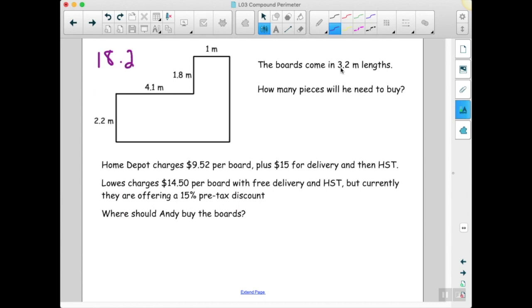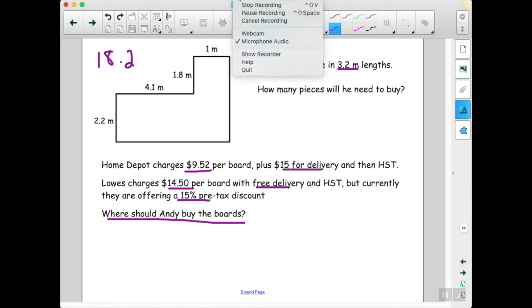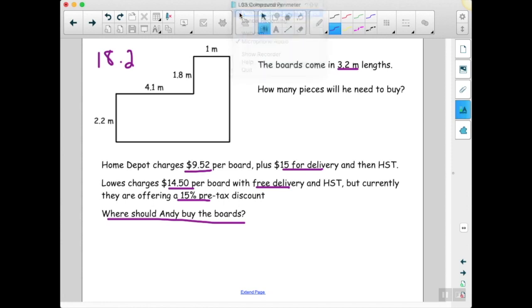The baseboards are coming in 3.2 meter lengths. How many pieces will you need to buy? And this is what Home Depot is charging, plus that for delivery. That's what Lowe's is charging, free delivery. But they're offering a 15% pre-tax discount. Where should Andy buy the boards? So I'm going to pause to let you think about that.